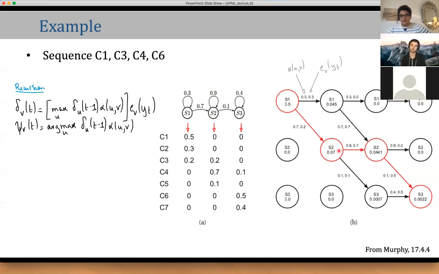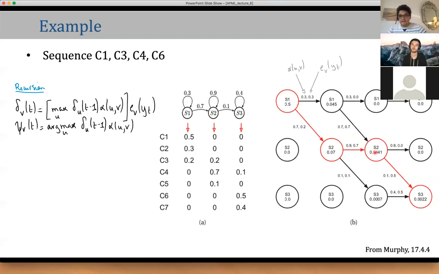From S2, we fill in. We multiply S2, we can only come from S1 again. So it's the probability of going from S1 to S2, 0.7, times the probability to observe C2, C3, given that we are in S2, which is 0.2. So this one is correct, and we have 0.07. Okay, so now we can continue to fill in the other values.